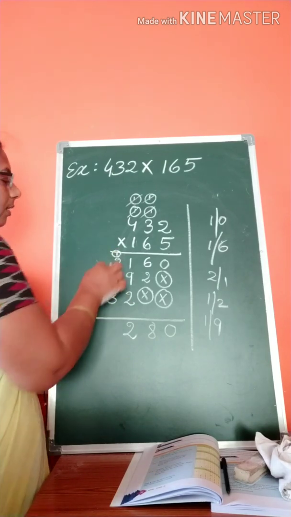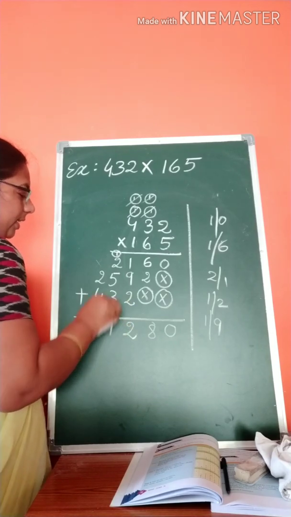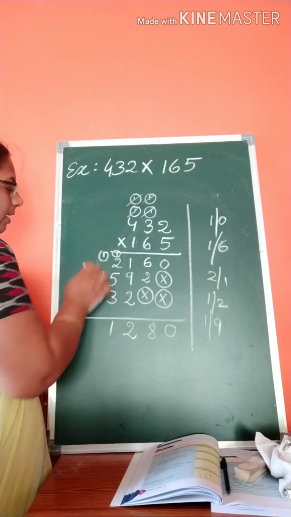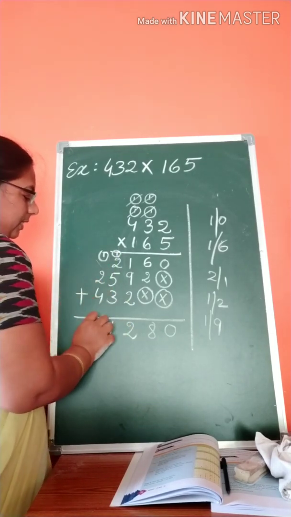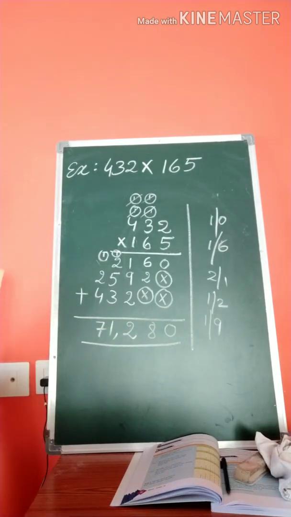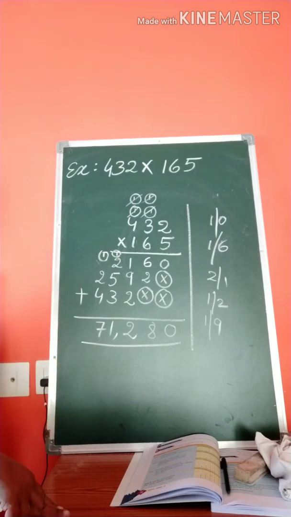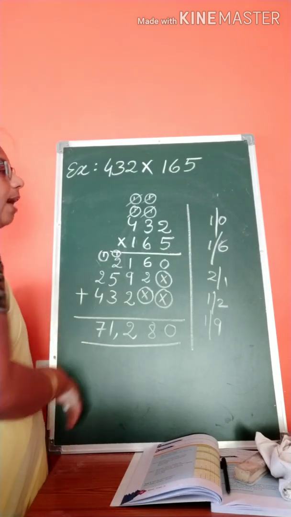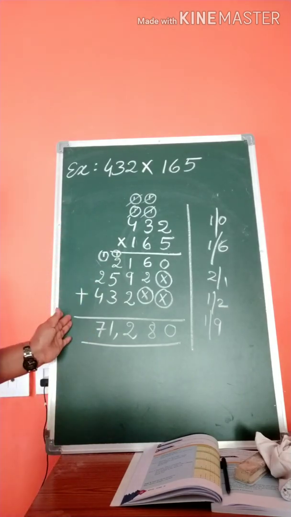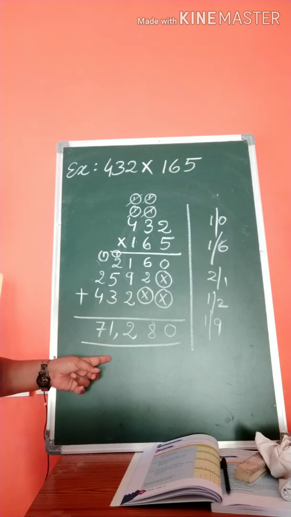next place. 1 plus 2 it is 3, 3 plus 5 it is 8, 8 plus 3 11. Okay, 1 plus 2 3, 3 plus 4 is 7. So the answer here is 71,280. We also call it as product. Okay, children? Very good. So this is how we do 3 by 3 digit multiplication with regrouping.